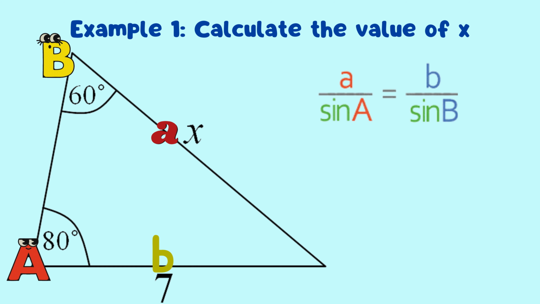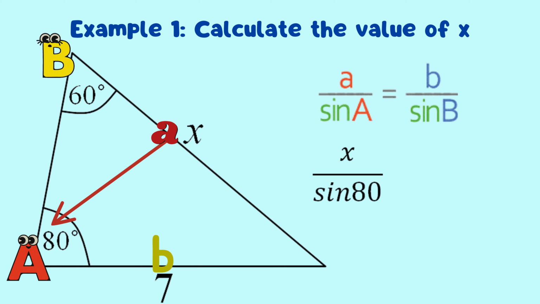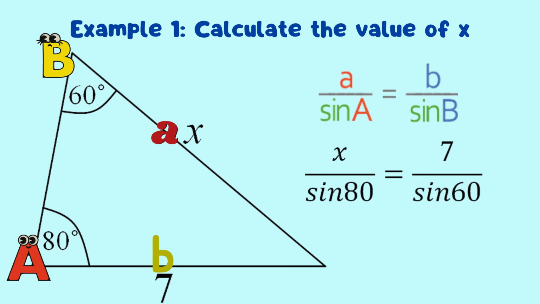We replace the numerator on the left with the side that we are trying to find. That's x. In the denominator, we put the sine of the angle opposite to x. That's 80 degrees. On the other side, we always substitute whichever side and opposite angle are known to us. So that will be the side length 7 centimeters over the sine of its opposite angle, 60 degrees.